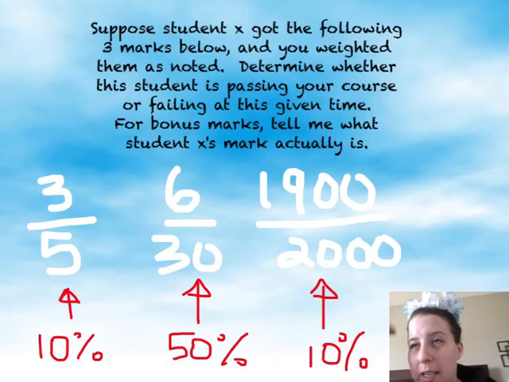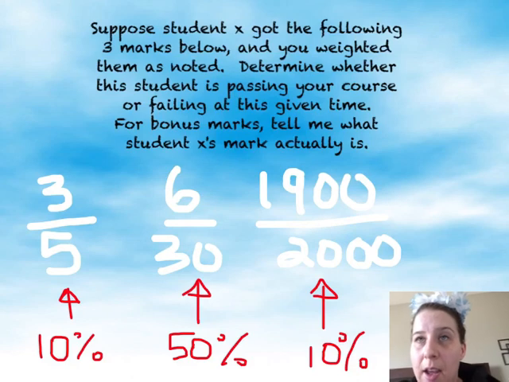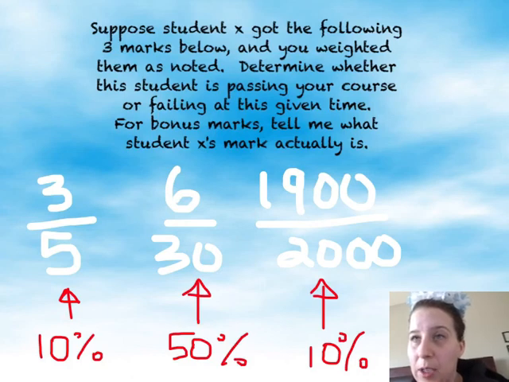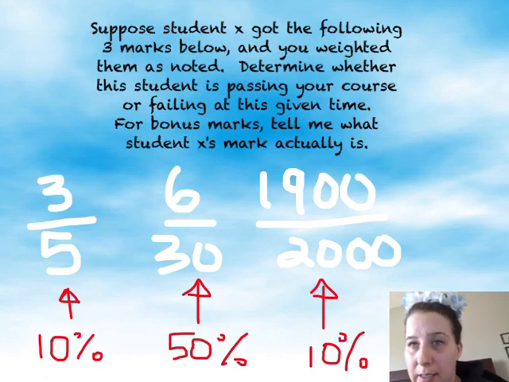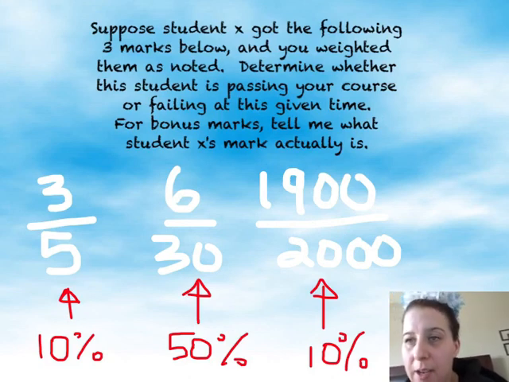The last question for today is kind of a mathy thing. Suppose student X got the following 3 marks below and you weighted them as noted. Determine whether this student is passing your course or failing at this given time. For bonus marks, tell me what student X's mark actually is. This is typically how I end my lessons, with a question that pushes their knowledge of what they just learned. I know that I didn't show you a lot of math of how this works. Give it your best shot, hand it in with your 2 other questions, and we'll take it from there.